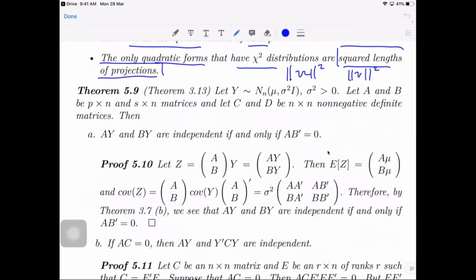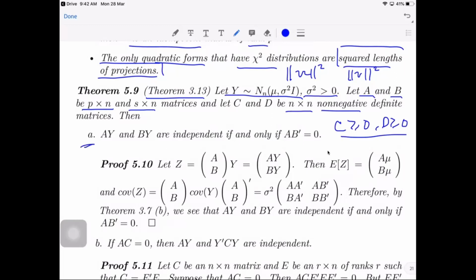Theorem 3.13 in the book. You still assume that Y is normally distributed with variance greater than 0, or positive. You have two matrices, A and B. A is P by N and B is S by N. And another matrix C and D, which are square matrices, non-negative. So C is greater than or equal to 0, D is greater than or equal to 0, the notation for a non-negative definite matrix.